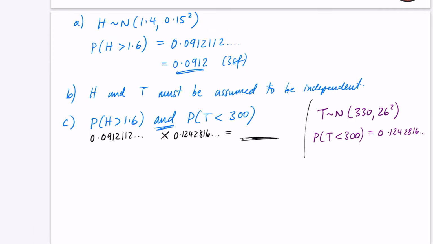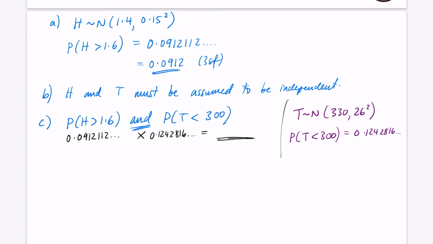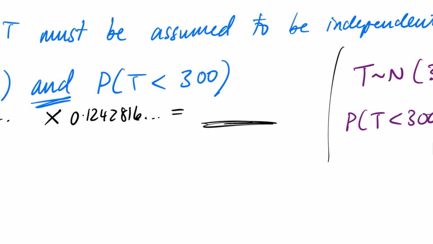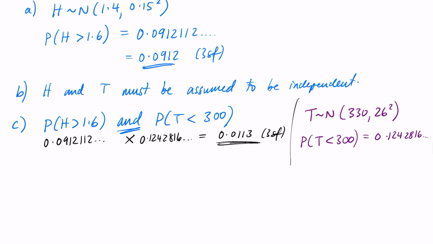So the two numbers I'm going to be multiplying are 0.0912112. I've done a few extra decimals here, just so I don't lose any accuracy. And 0.1242816. I'll do it just to three significant figures. That is 0.0113 to three significant figures. So in other words, about 11% of people should be able to do a high jump greater than 1.6 and a 1500 meter race in less than 5 minutes. But that's only if the distributions are independent of each other.